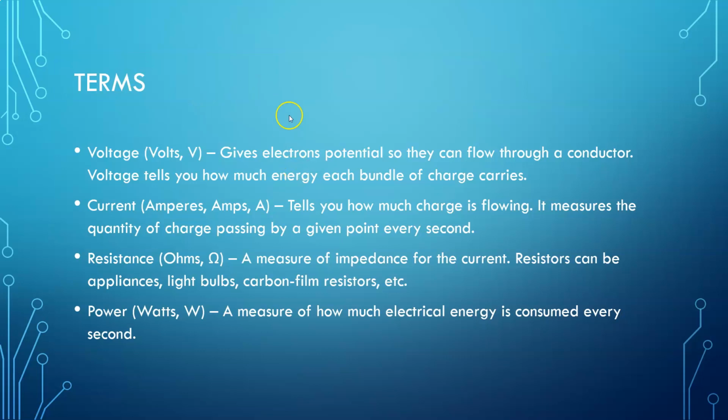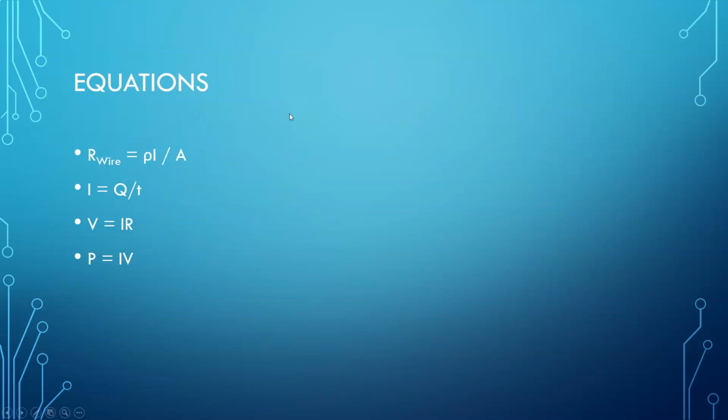Equation-wise, which you'll be looking at, the first one is the resistance of a wire. The resistance of the wire equals rho L over A. Rho is the resistivity of the wire, L is the length of the wire, and A is the cross-sectional area of the wire. Current is Q over T. So current is a quantity of charge over a period of time. V equals IR. That's known as Ohm's law. Voltage is current times resistance. And P equals IV. Power is current times voltage.